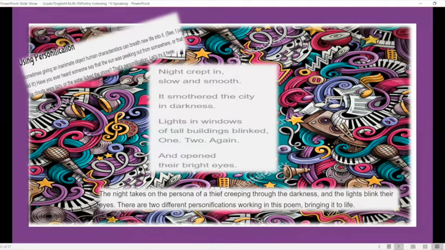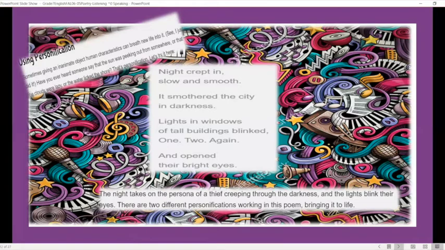Very good. What did the windows do? Windows do something that's very human. It's obviously not literal, it's figurative. So what did windows do? They blinked. Very good. They blinked. And it even says 1, 2, again. The lights in the windows of tall buildings blink 1, 2, again. So the lights were going on and then they were going off.